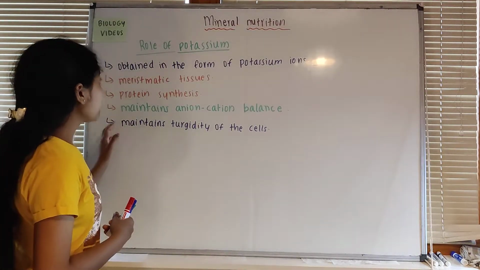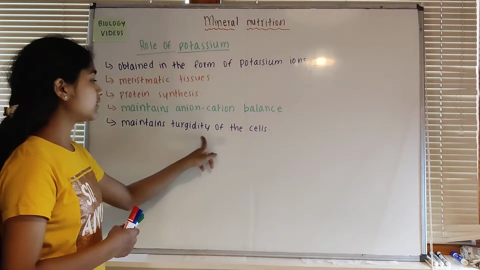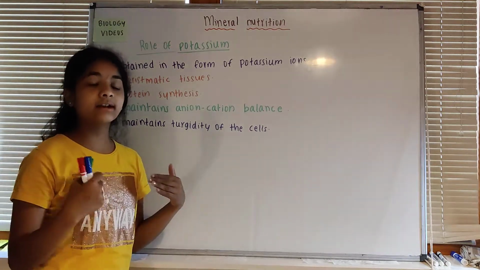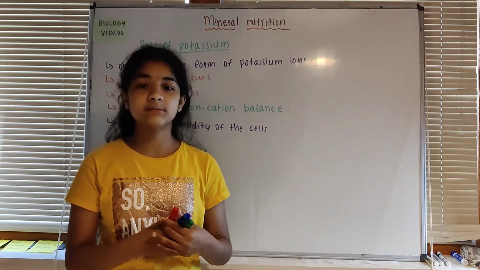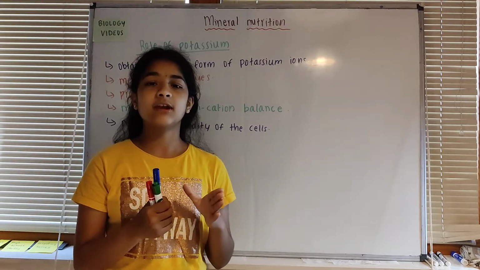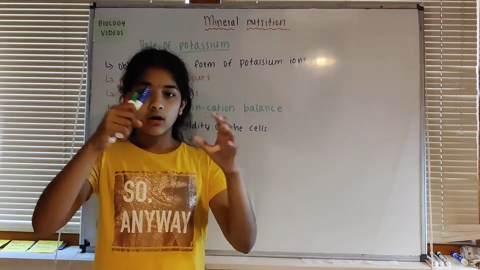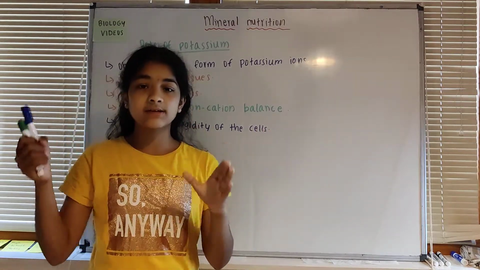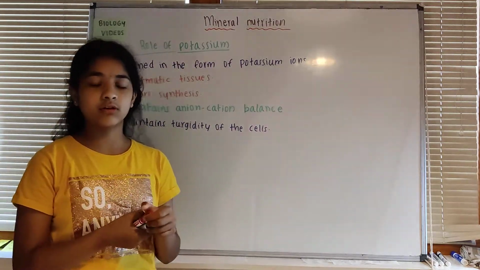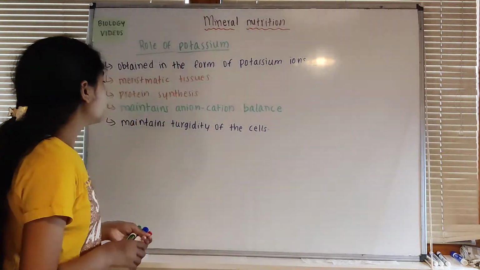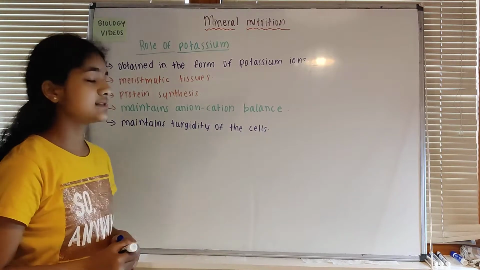So what potassium does is it maintains the turgidity of the cells. Basically we can say that it prevents the shrinking of the cells. There is plasmolysis in plant cells. Plasmolysis is the shrinking of the cytoplasm, all the cytoplasmic fluid, to one side of the cell. We have discussed this in the transport in plants chapter. So it maintains turgidity of the cells.